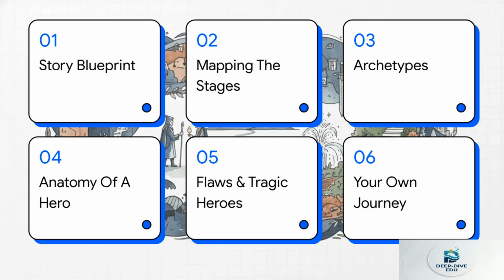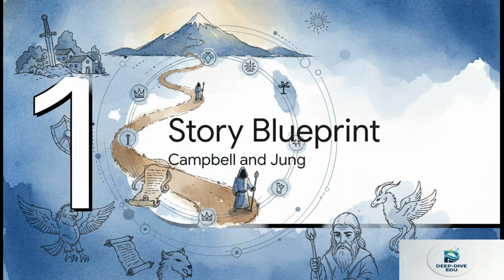So, here is our itinerary for today. We're going to hit the universal story blueprint, map out the 12 stages, check out archetypes or story masks, dive into the anatomy of a hero, look at flaws in tragic heroes, and finally, apply all this to writing your own journey. Okay, let's jump right into Section 1, the Universal Story Blueprint.